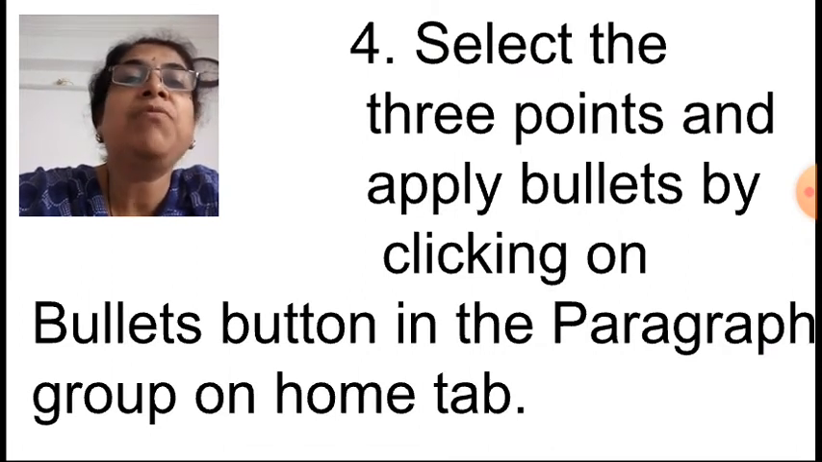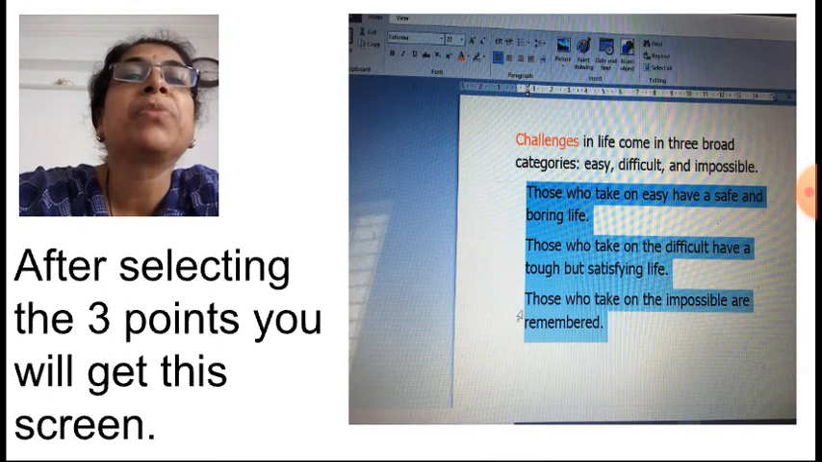After that we want to give bullets, meaning the symbols against the text. How to give bullets? Select the 3 points and apply bullets by clicking on the bullet button in the paragraph group on the Home tab. Okay, one by one we will see. First you have to select all the 3 points. How to select? Again, place the cursor at the beginning of the sentence. Now the 3 points are starting.